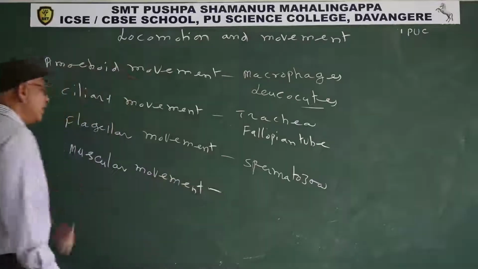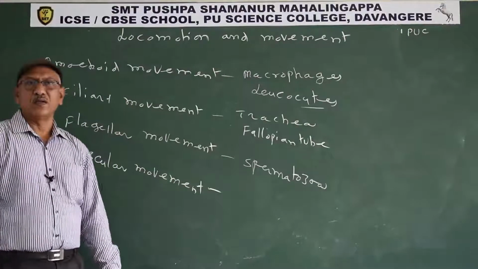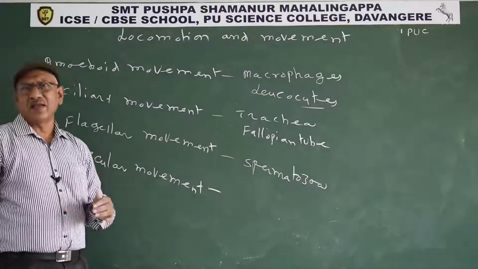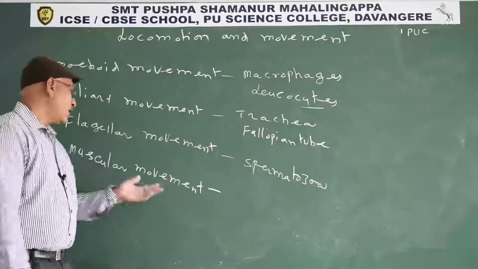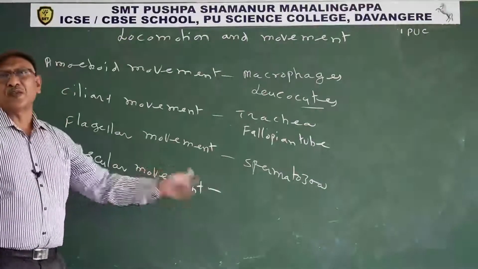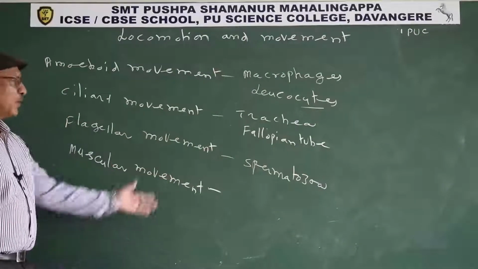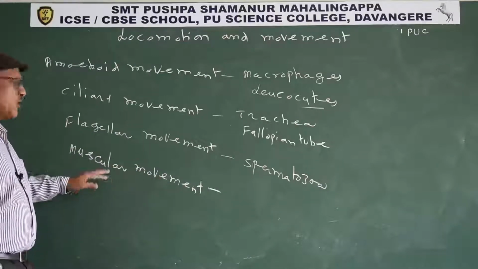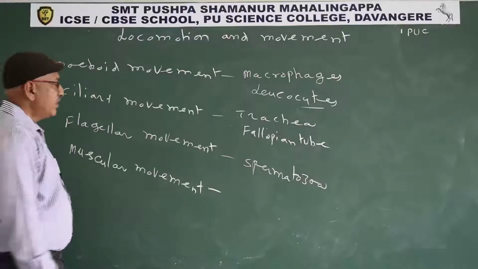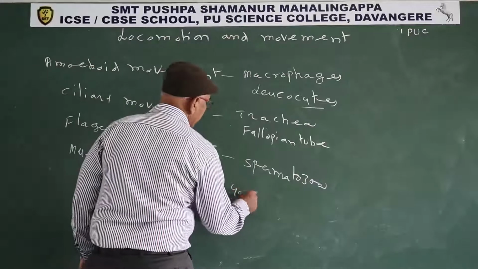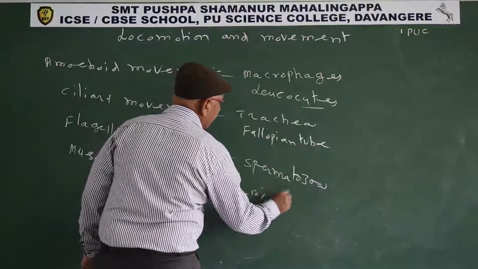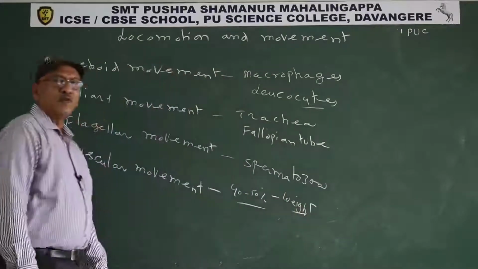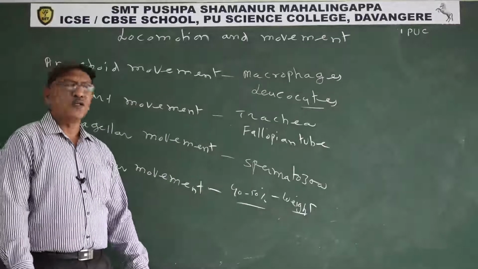Movement with the help of muscles is known as muscular movement. Movement of jaws, hands, legs, and locomotion are all due to the involvement of muscles, particularly striated muscles. Muscles are responsible for muscular movement. Muscles are about 40 to 50% of total body weight.